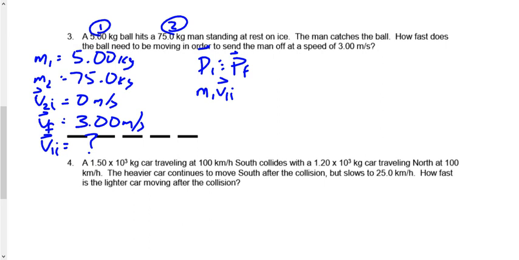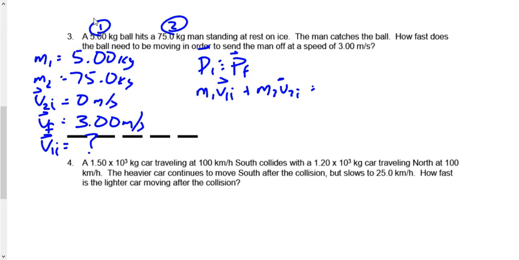That's the momentum of the ball before the collision, plus M2 V2 I, that's the momentum of the man before the collision, right? Colton, how many objects do we have after the collision takes place? One. Right. It's the man-ball combination.